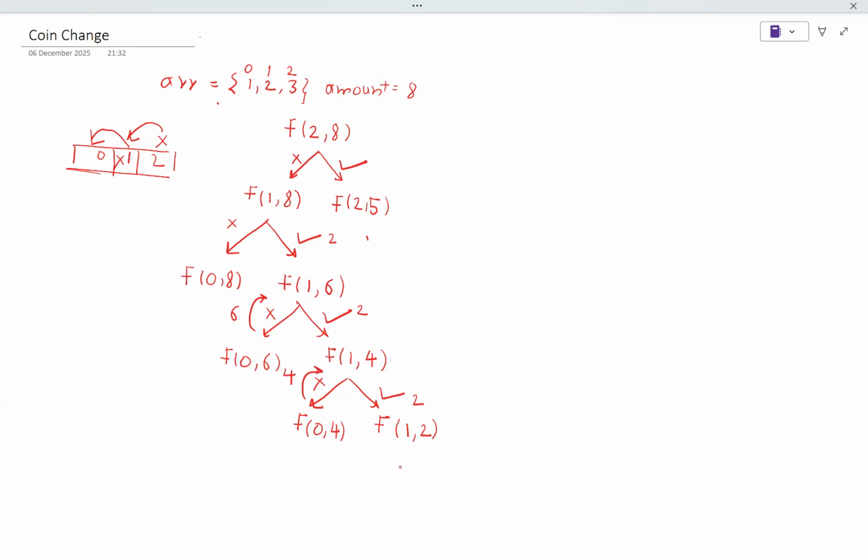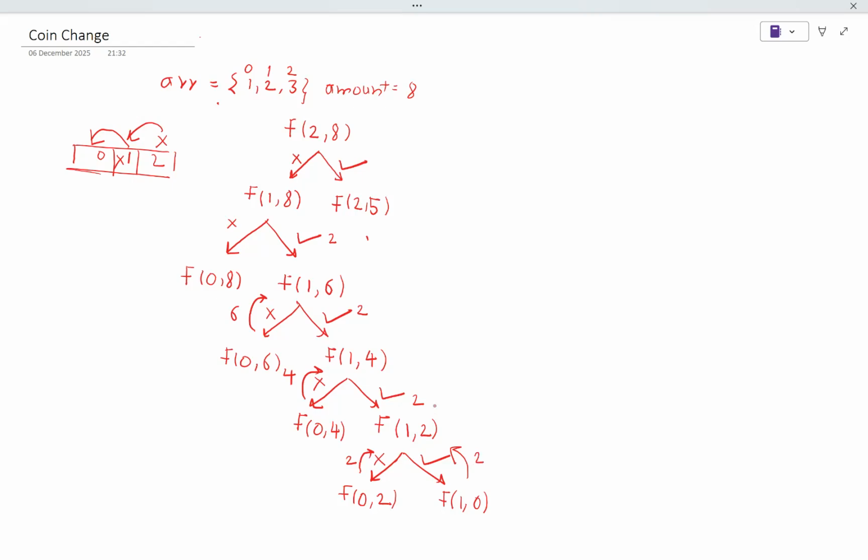4 denominations. But in case of 1 comma 2, again there are two possibilities. One is not pick, another is pick. So it will just reduce the index but not pick, and the amount will stay as it is. But in this case, if I am picking, the amount will reduce to 0. So from here, I'll be returning 2. And here also, now my target amount has reduced to 0, so I don't have to calculate further. So I will be returning.